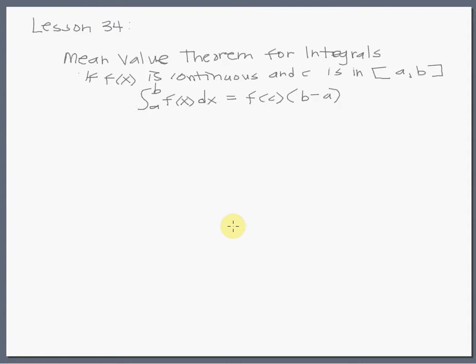Okay, so lesson 34 is a grouping of a lot of ideas together. The first one we're going to talk about is the mean value theorem for integrals. Now, we have a mean value theorem for derivatives, so now let's look at it as integrals.